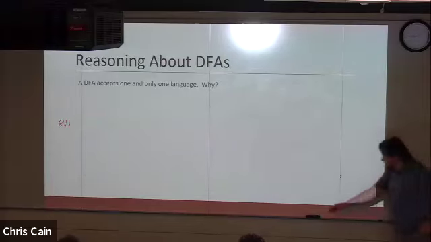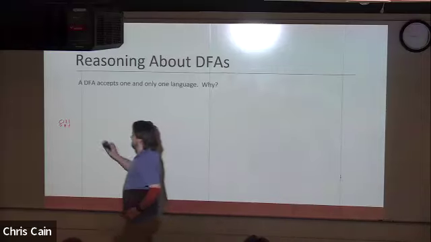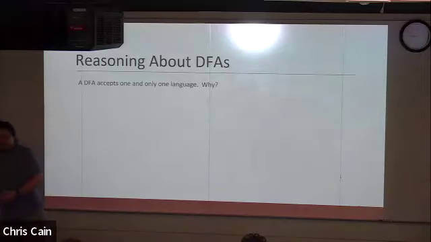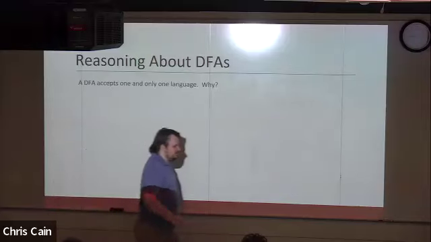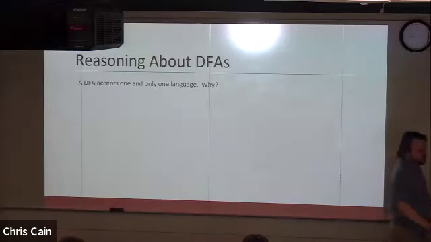Given that we have some particular deterministic finite automaton, that DFA accepts one language and only one language, not more than one language. Intuitively, anyone have a sense of why that is? Why doesn't it accept 2 different languages or 8 languages or a DFA for an infinite number of languages?